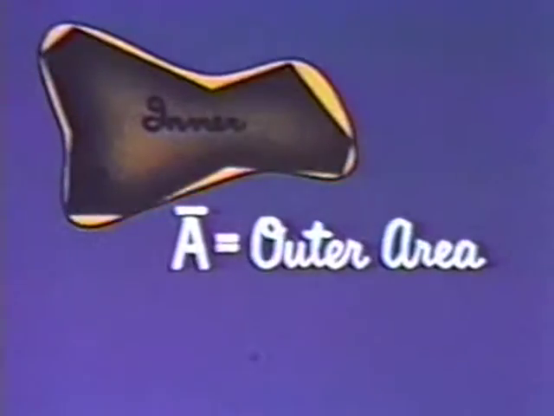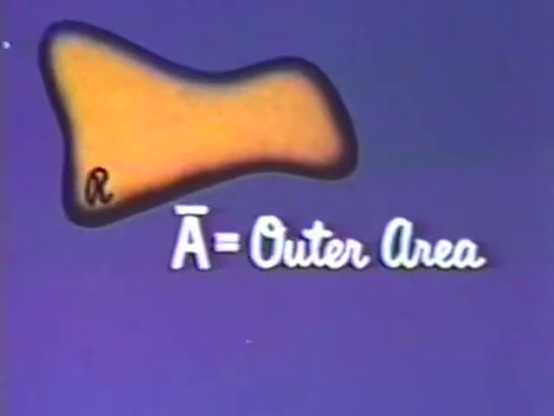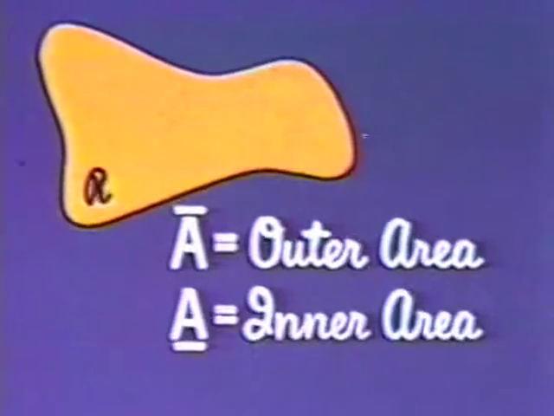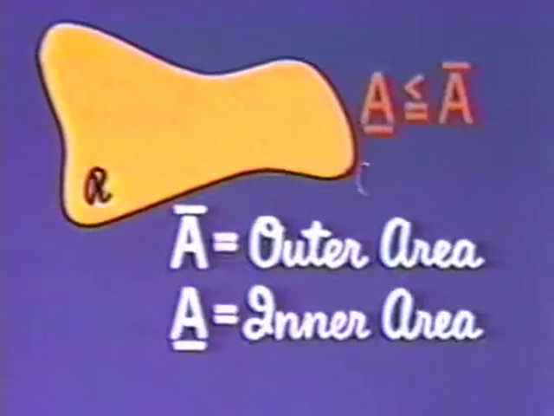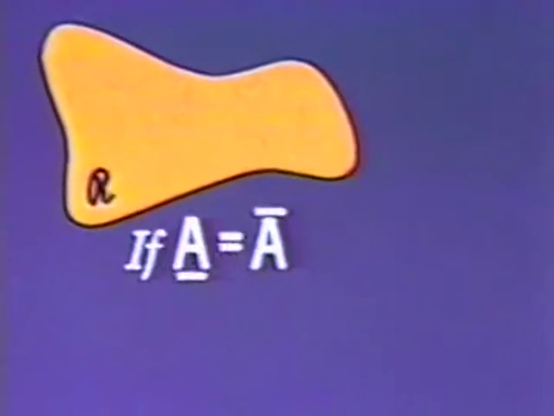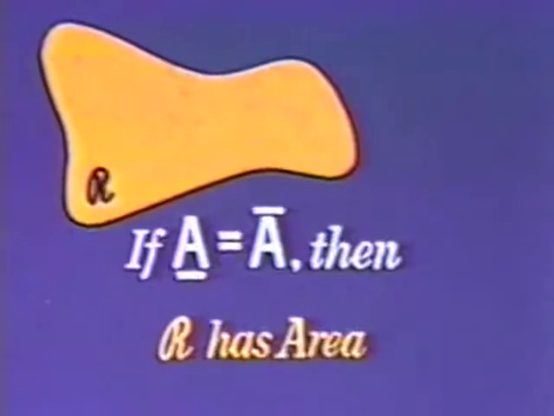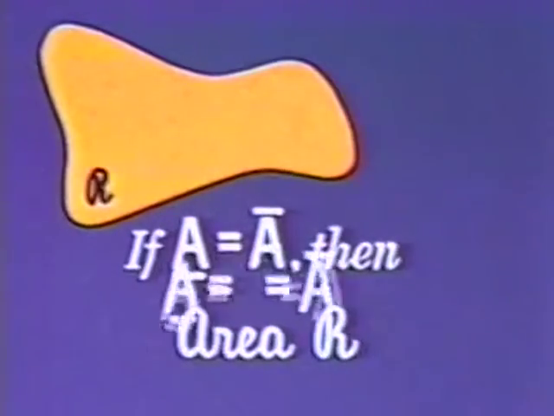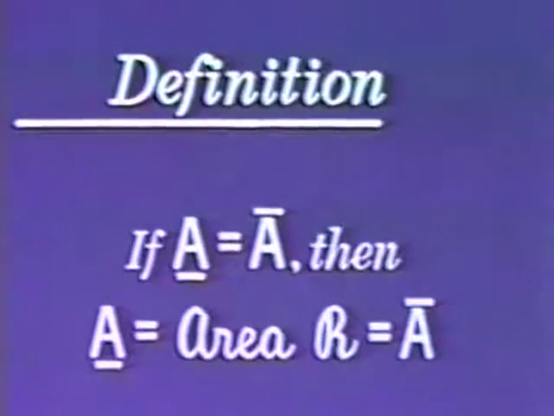The least upper bound of areas of all inner polygons is the inner area of R, denoted by A lower bar. The inner area is always less than or equal to the outer area. In case the inner and outer areas are equal, then we say that R has area, and define the value of the area to be equal to the common value of the inner and outer areas.